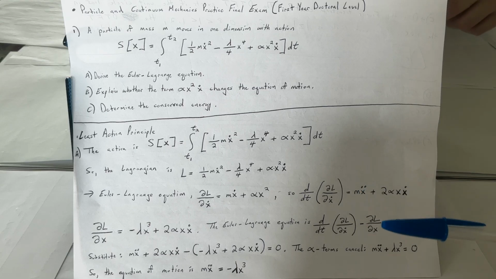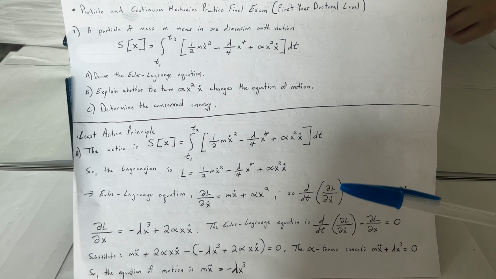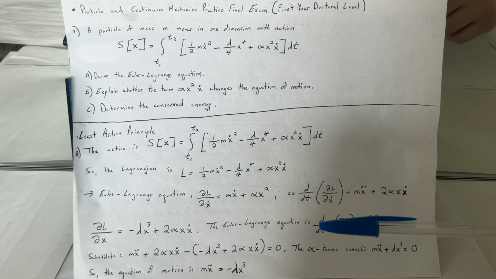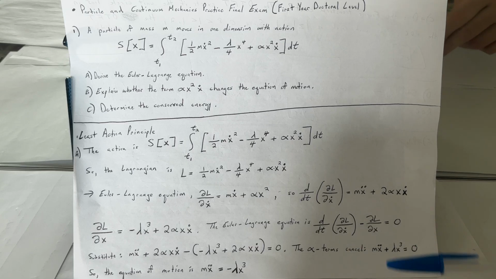So d/dt of the partial derivative of L with respect to x dot equals m x double dot plus 2 alpha x x dot. Our partial derivative of L with respect to x is negative lambda x cubed plus 2 alpha x x dot. So our Euler-Lagrange equation is d/dt of the partial derivative of L with respect to x dot, minus the partial derivative of L with respect to x, set equal to 0.